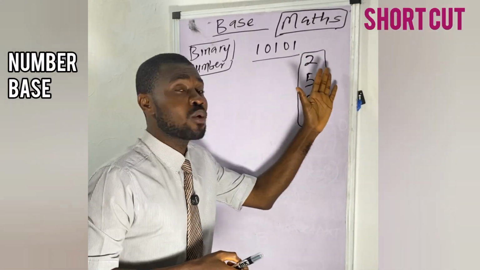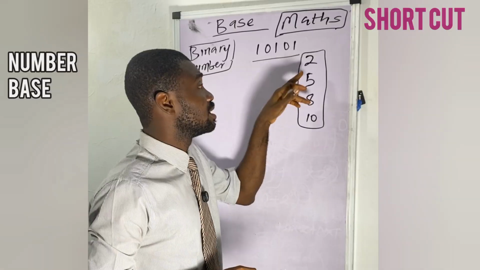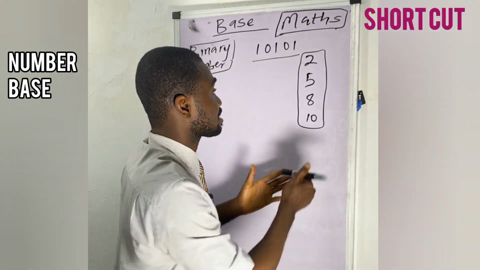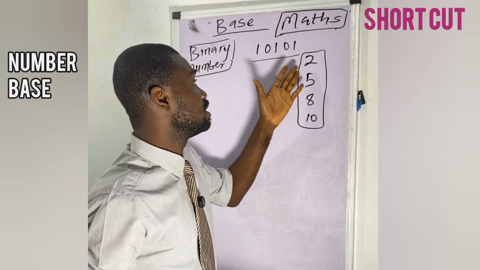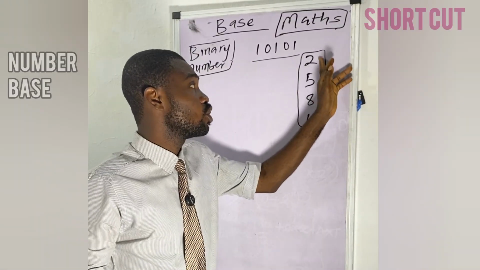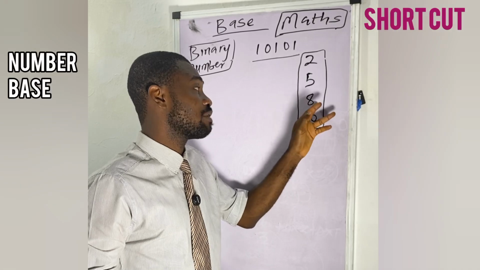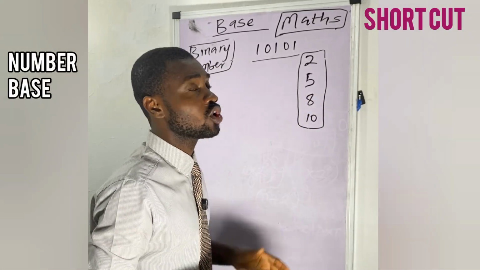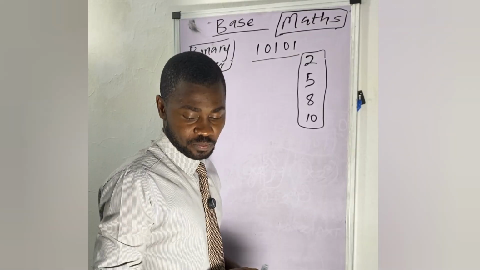First of all, let me give one example of how to use base 2, base 5, base 8 and base 10, and how to convert a number in any of these. Maybe in base 10, you want to convert it to base 2, or base 5, or base 8. Like I said, just use whatever base they ask you as the divisor.